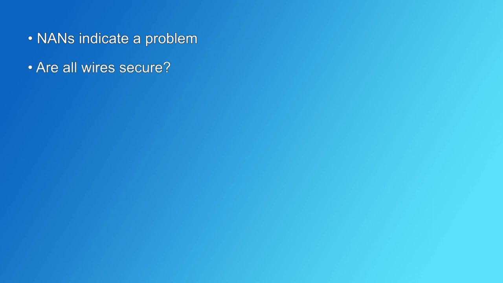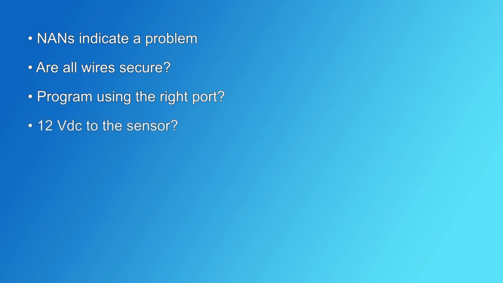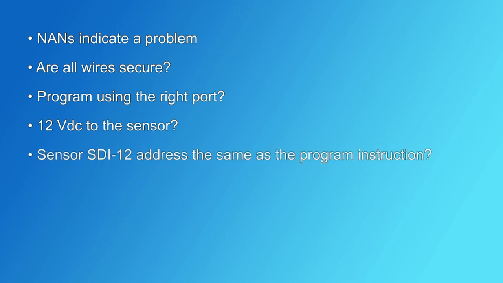Now for a few troubleshooting tips. NANs indicate a problem. Here are some things to check. Are all wires connected securely? Does the program instruction use the correct port? Are you getting 12 volts to the sensor? Does the sensor's SDI-12 address match the program instruction querying it? Are you querying the sensor before it's ready? That will cause it to abort the measurement. Either slow down how often you're issuing the measurement command, or use the concurrent command if it's supported.